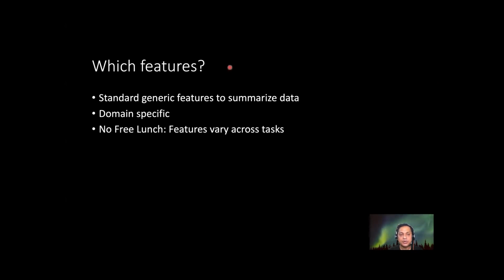Next, the question is, what features do I need? Generally, we start with the standard generic features, which help us to summarize the data, and then we move into the domain specific features. Again, within the same domain, the features which are relevant for one use case may be completely different from the features relevant for another use case. So as a data scientist, it's our duty to generate as many features as possible, and then using a cross-validation mechanism, select the most relevant features.